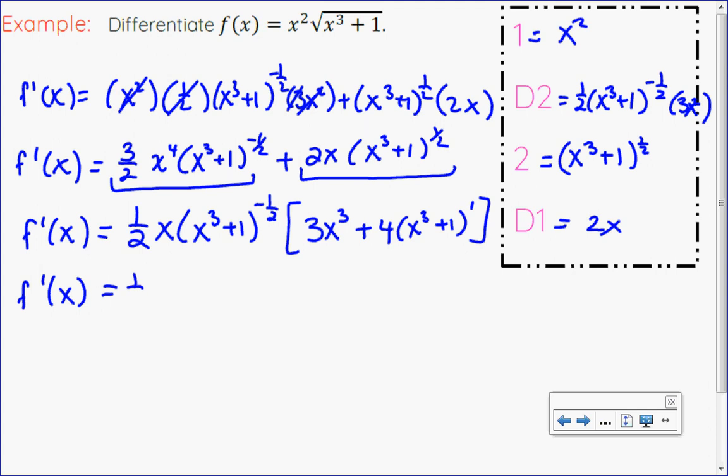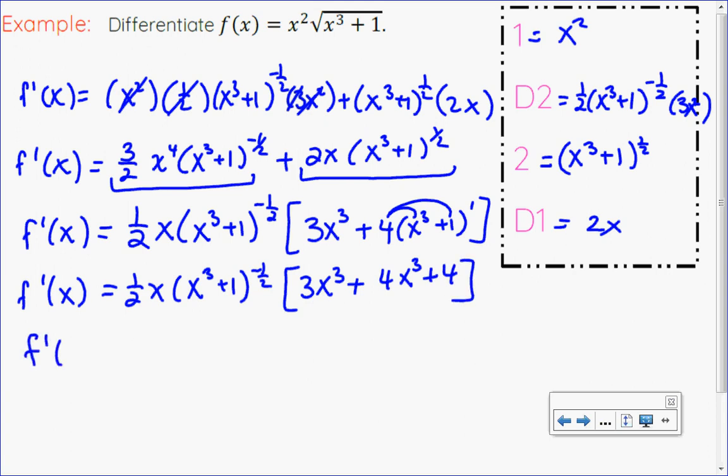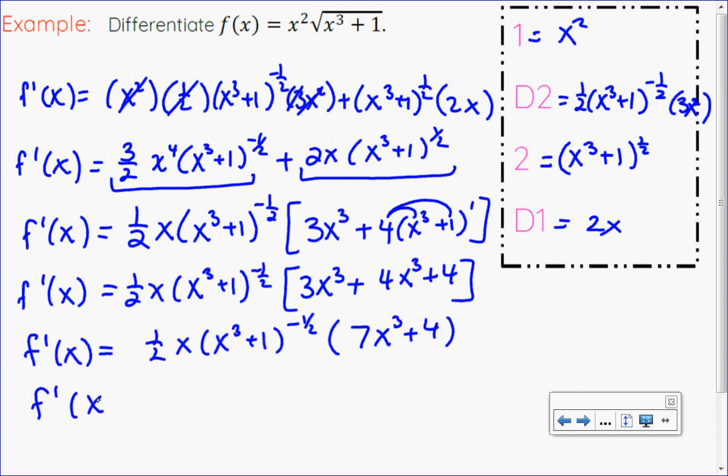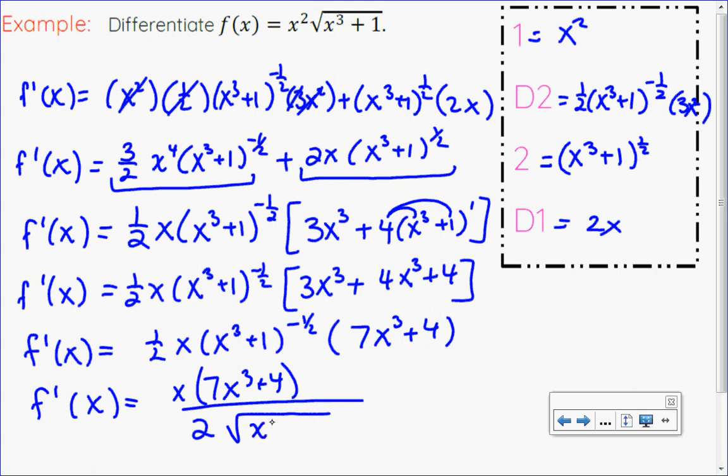Okay, so let's tidy up what we have inside the brackets. So we have 3x cubed plus, distribute this in, 4x cubed plus 4. Almost there. I feel the finish line is in sight. I'm just going to simplify what I have on the inside, which is 7x cubed plus 4. So final answer, getting rid of my negative exponent, I'm going to keep 7x cubed plus 4 in the numerator, multiply that by x, divide by 2, because 1/2 is divided by 2, and then I'll bring the root down to make it positive, and I'll write it as a square root. Because I started with square roots, I'll end with square roots as well. So that is how I do that product.